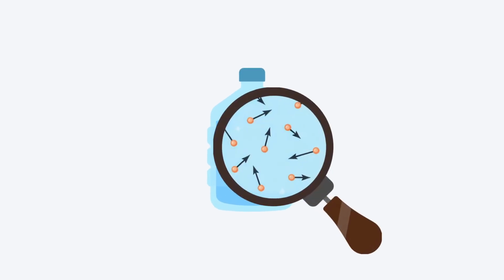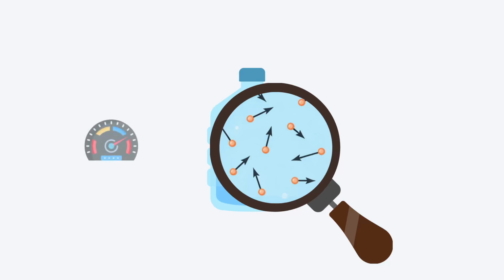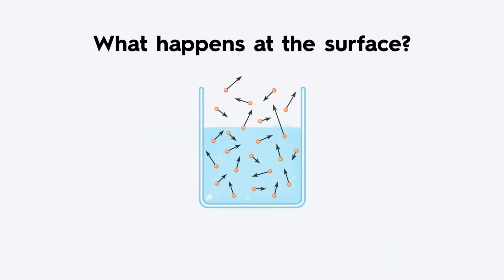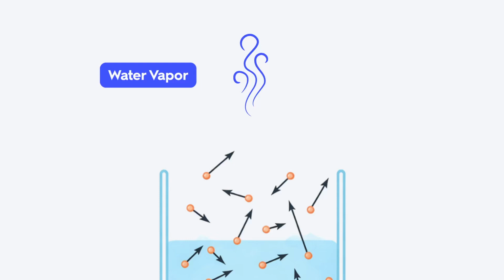Now let's zoom in. Inside liquid water, molecules are always moving, bumping around at different speeds. Some are slow, some are fast. The temperature of the water is basically a measure of average motion, how much kinetic energy the molecules have on average. So what happens at the surface? Near the surface, water molecules collide with air molecules and with each other. Sometimes a surface molecule gets enough energy to break free from intermolecular forces holding it in the liquid, and it escapes into the air as water vapor.